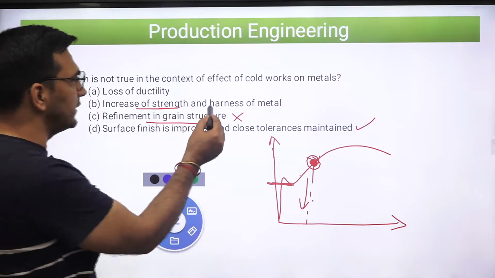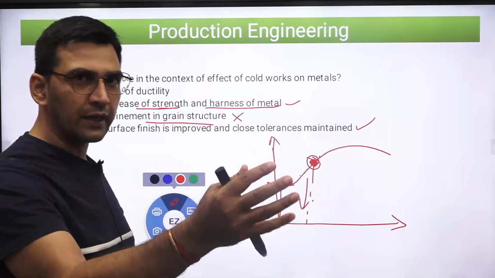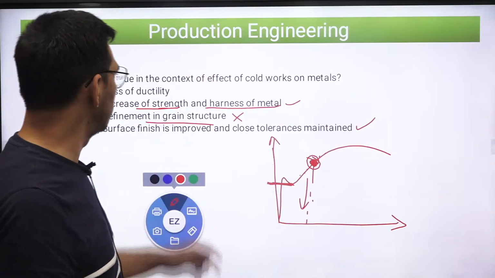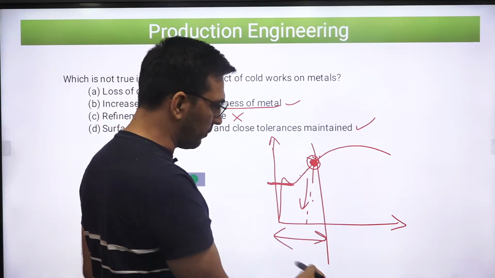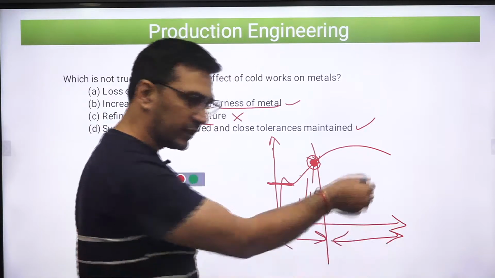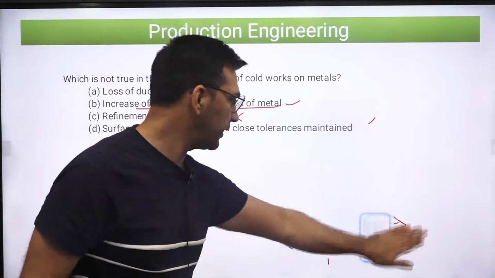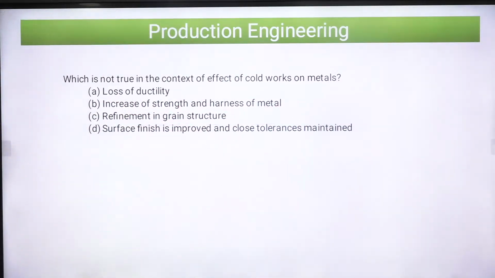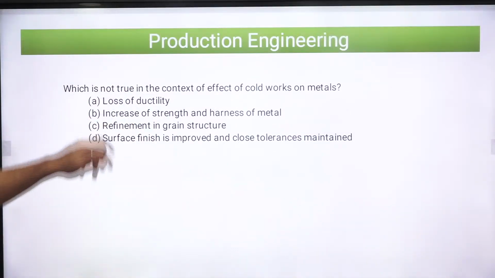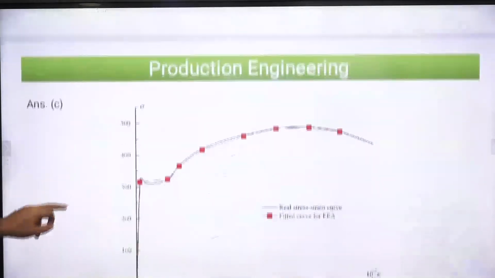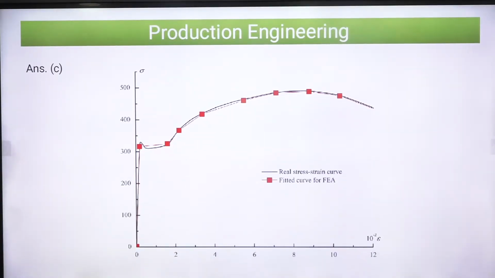So strength is increasing, and hardness of the metal. If the strength of the material increases, hardness normally also increases. And loss of ductility, why? Because I have deformed it by a certain amount, so its ability to deform further has been reduced. That is why ductility will reduce. So out of this, C is going to be the correct option, that means this is not true. Refinement in grain structure will not take place. This is the same thing that I explained with the help of the stress strain diagram.